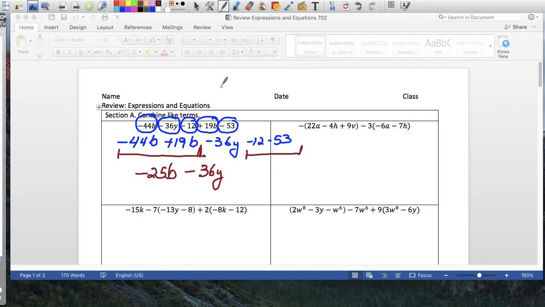Negative 12 minus 53 is the same thing as negative 12 plus negative 53. So I'm going to add these two because they're the same sign. 12 and 53 is 65, so minus 65. So that's my whole expression of combining like terms.